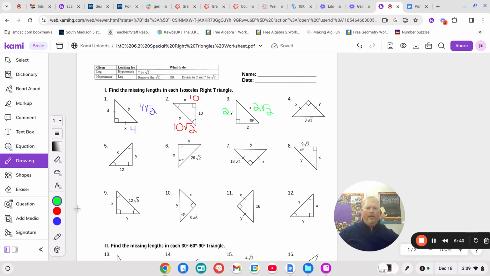Let's see if we can find something a little bit more difficult. Let's go ahead and do question number 4. We're given the hypotenuse, so the notes tell us just remove the square root of 2. That means x is 8 and y is 8.